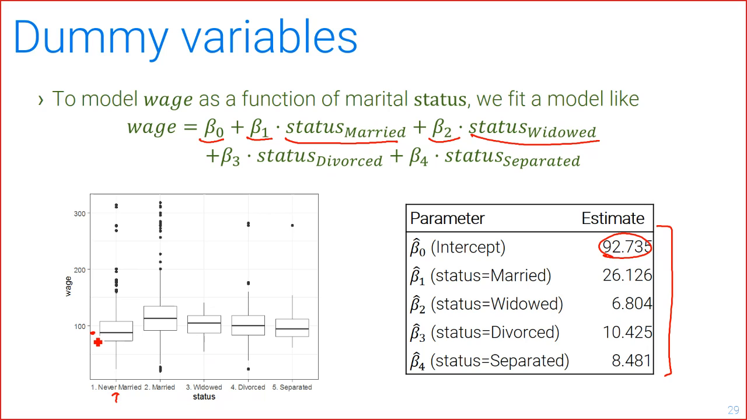So that's 92.7, would be somewhere around there. And then the others are going to be deviations from it. So this 26 means people in the group married, they have a wage estimated at 92.7 plus 26.12. So it's a deviation. Again, this beta 1 is a deviation from the baseline in the positive direction. Then we have widowed people, which have a positive deviation of 6.8. And that's this one here. And then divorced, and then separated, etc., etc. So again, this is how we can use a categorical predictor in a linear model. It's all the same, it's just we have to include these dummy variables.